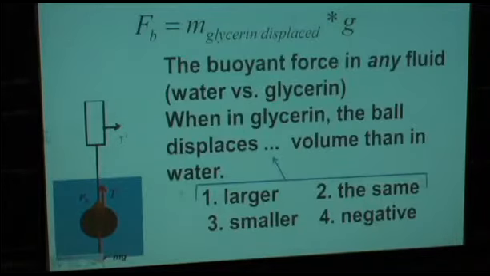And if instead of water, I had used a different fluid, glycerin, for example, would it change the buoyant force? Well, of course. The same ball, of course, displaces exactly the same amount of liquid because the volume of the ball matters. But because the glycerin has larger density, it would exert a stronger buoyant force.